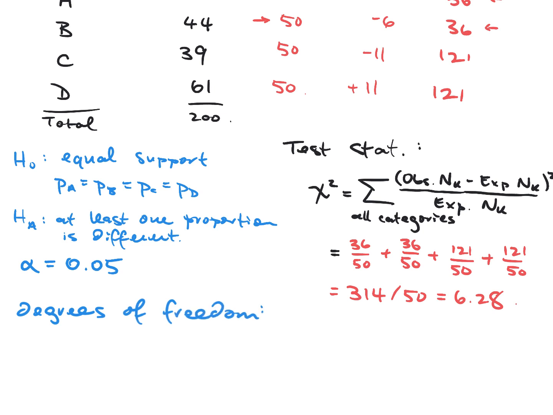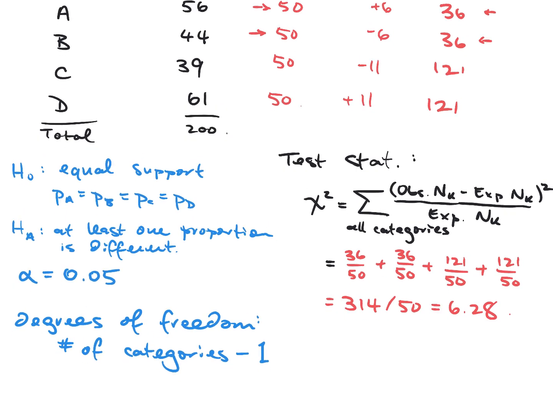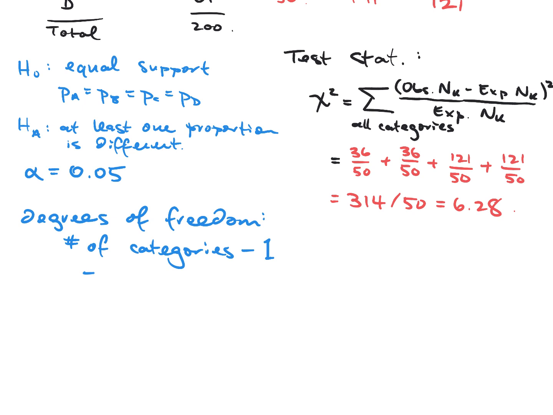The degrees of freedom are the number of categories minus 1. So in this case, the number of degrees of freedom is 4 minus 1, 3 degrees of freedom.